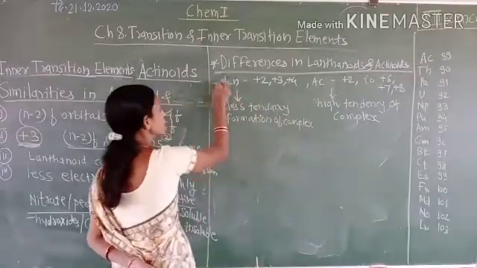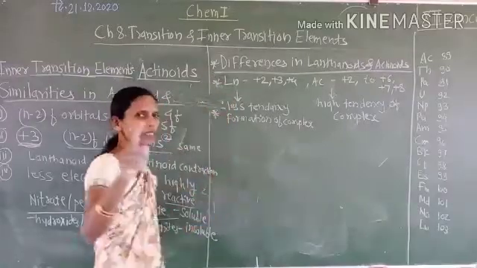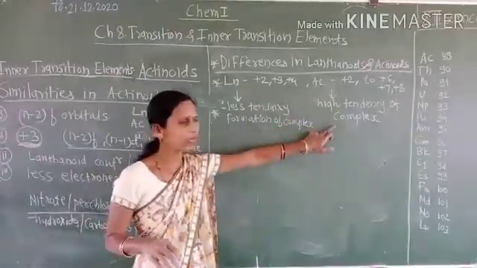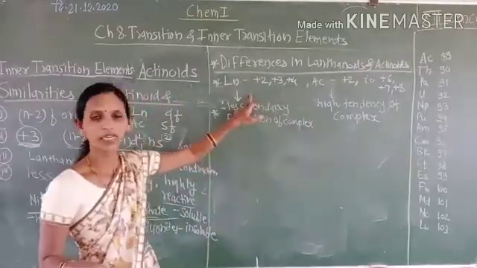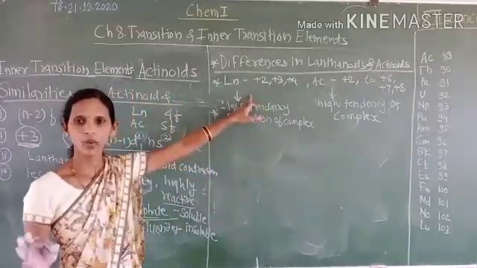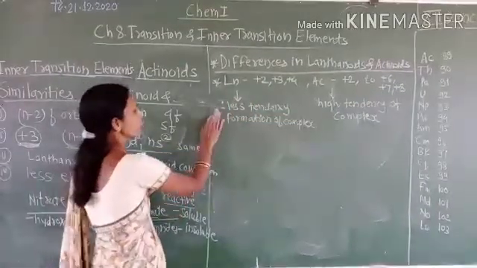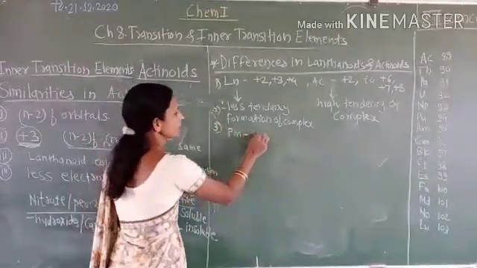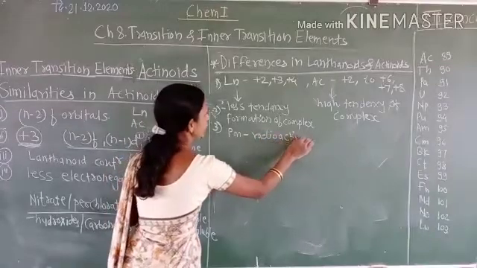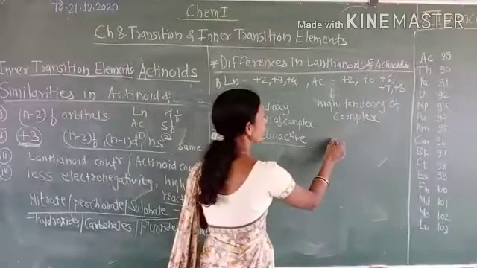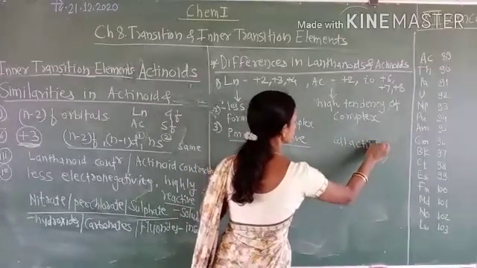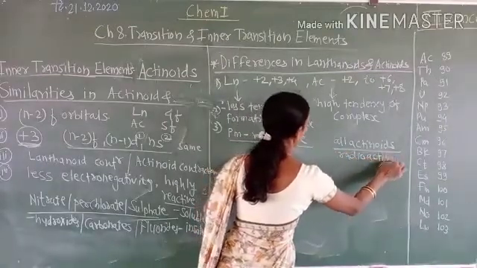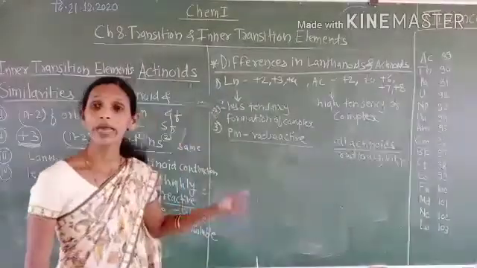All of you have studied that complex formation always takes place in higher oxidation states. Therefore, actinoids have a high tendency of complex formation, while lanthanoids have less. Then one more property: in the lanthanoid series only Pm is radioactive, while in actinoids all elements are radioactive in nature.